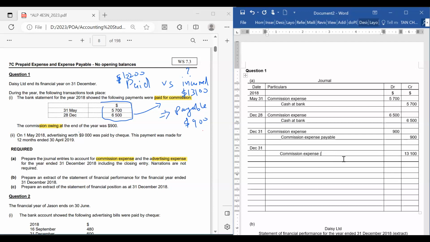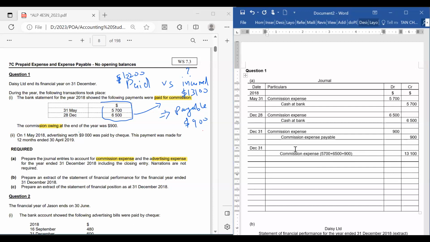Okay. So if you want, you can write your working beside. We have paid 5,007. We have paid 6,005. In the end, we still owe 900 commission expense. How much is my commission expense that we should have incurred? It would have been 13,100.